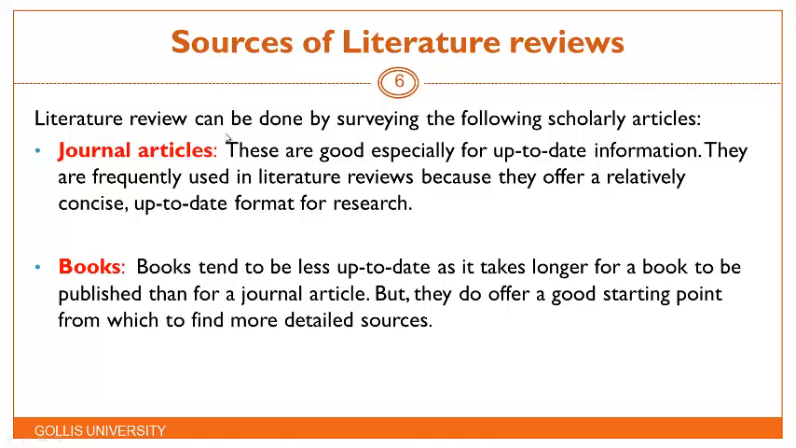There are different sources where you can find your literature. Among them, literature review can be done by surveying the following scholarly sources. Number one, journal articles. Journal articles are good, especially for up-to-date information, and they are frequently used in literature reviews because they offer a relatively concise, up-to-date format for research. Journals are published almost on a daily basis. There are many international journals where, if you search topics similar to the ones you are investigating, you'll find a lot of journals that have been published.